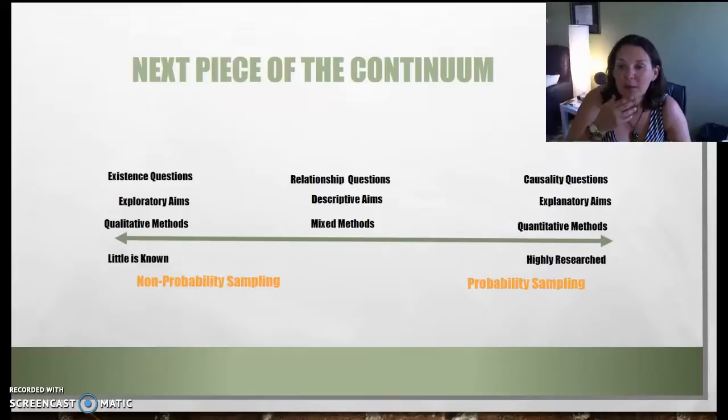So you may have already realized as I was talking that I was using a lot of the language that we've been using on this continuum thus far. And so these are the next two pieces of that continuum here in orange. So again, non-probability sampling strategies on that end of the continuum that are more qualitative and exploratory in nature.